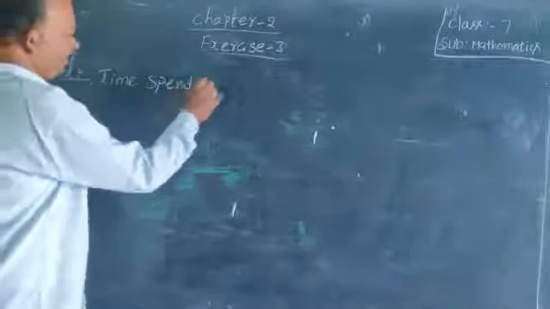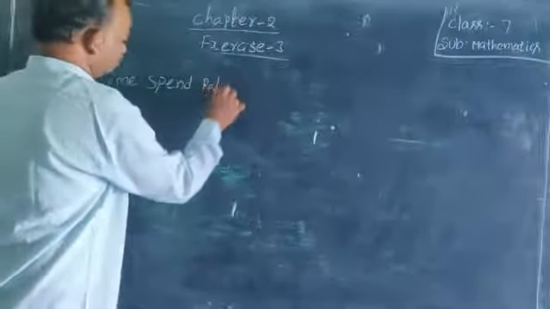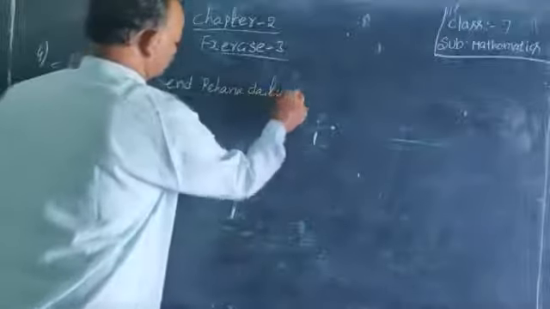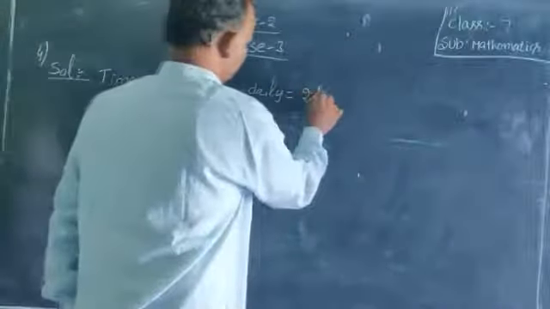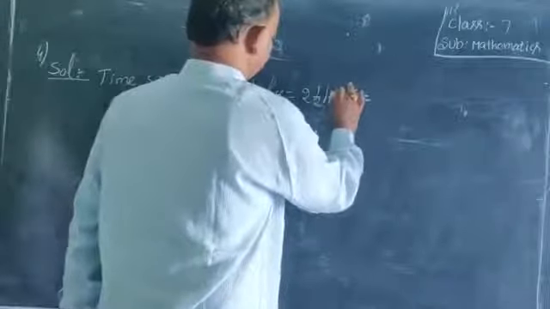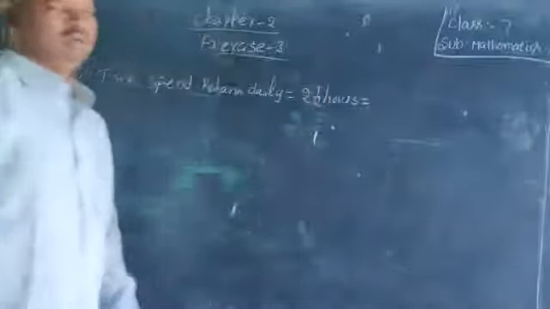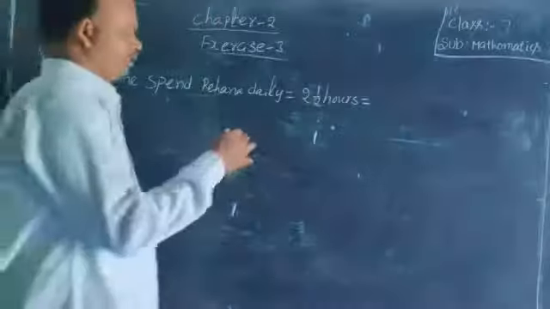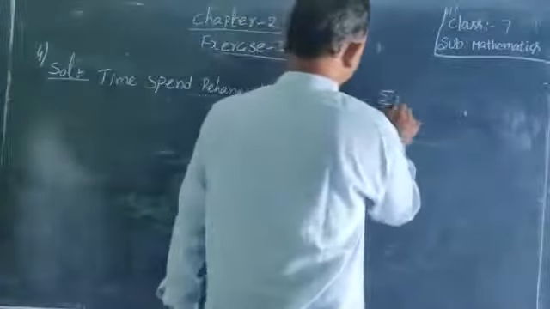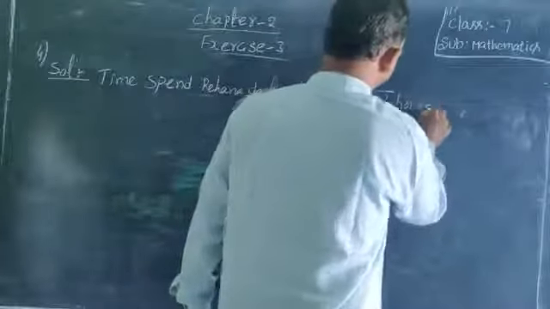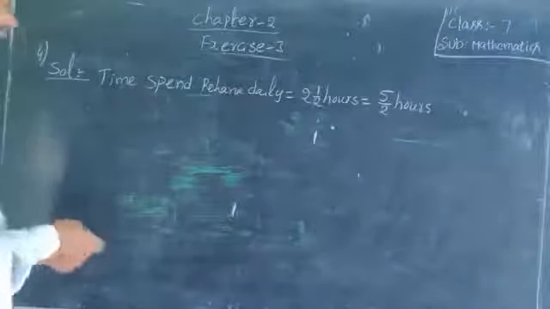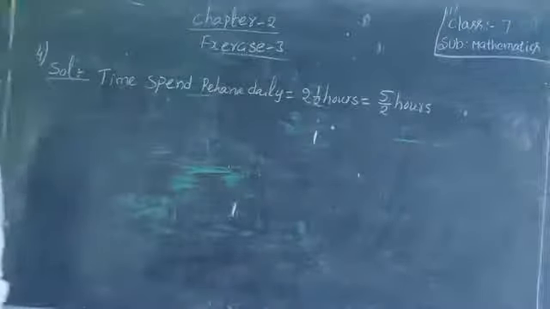Time spent by Rihanna daily is equal to 2.5 hours. That means it is a mixed fraction. Now we are multiplying to change to the improper fraction. 2 2s are 4, 4 plus 1, 5 by 2 hours. 5 by 2 hours. How many days did she work? She worked 7 days.